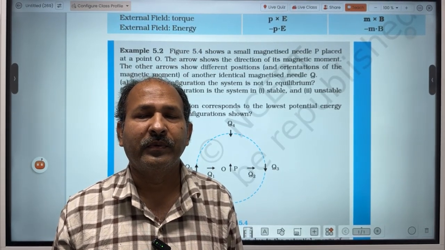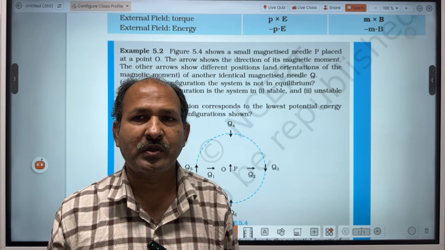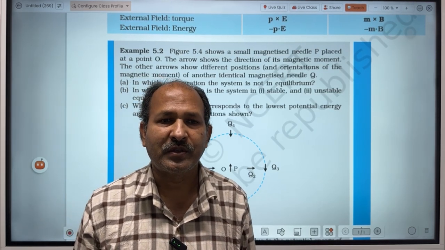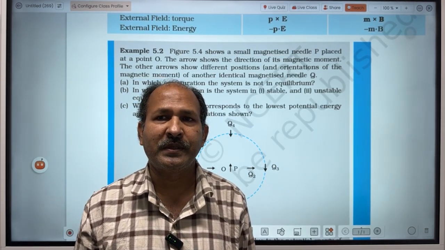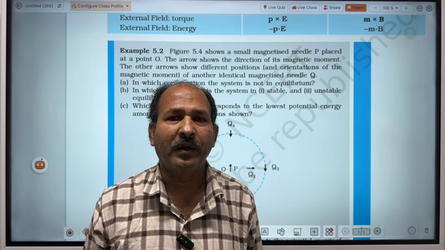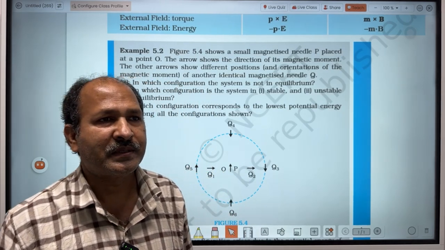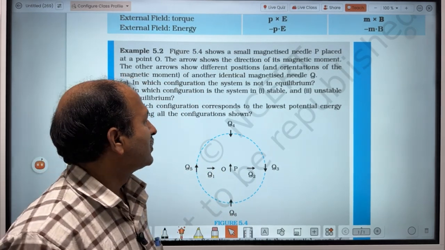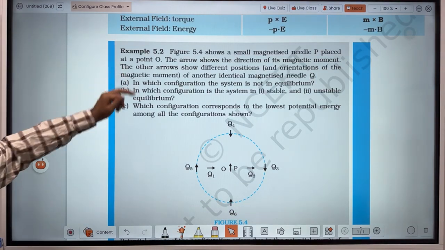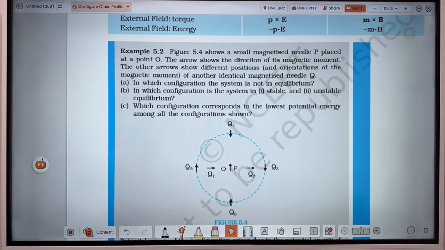We are going to continue with chapter number 5 of class 12 physics. In the previous lecture we studied its basics. Now we are going to continue with the examples and some other concepts. So let's start. Example number 5.2.